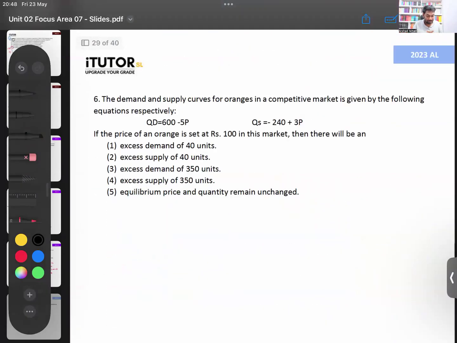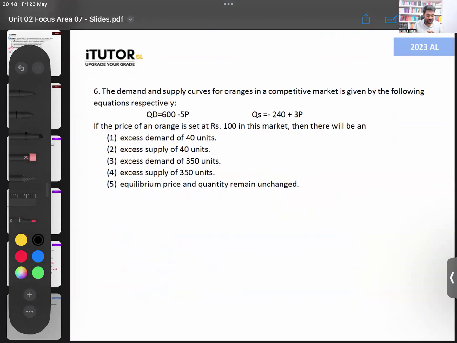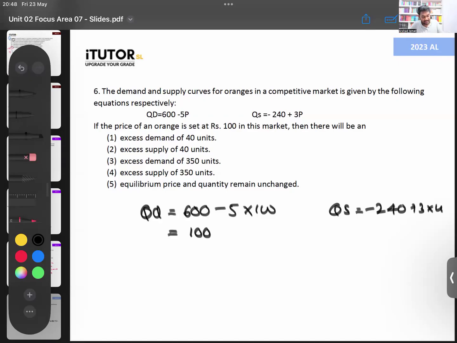They're saying the demand and supply equations are given. If the price of orange is at 100, there will be a what? So then, Lama, calculate and see at 100 rupees, how much is your QD? 600 minus 5 into 100. So 5 into 100 is 500. 600 minus 500 is 100. How much is the QS? Minus 240 plus 3 into 100. That is 300 minus 240. That is 60. So there is an excess demand or excess supply.